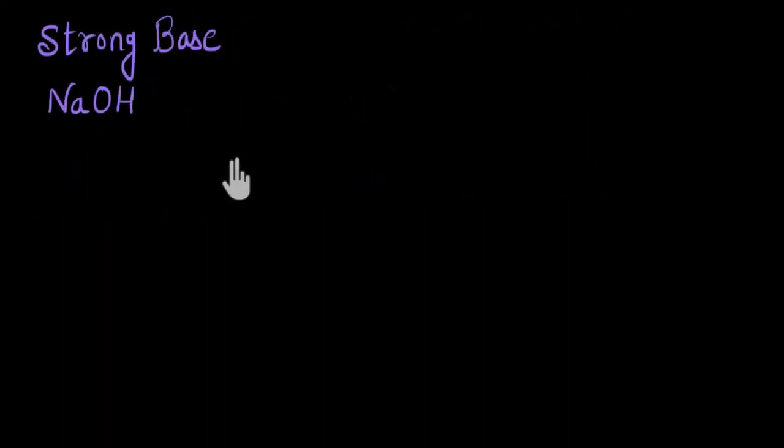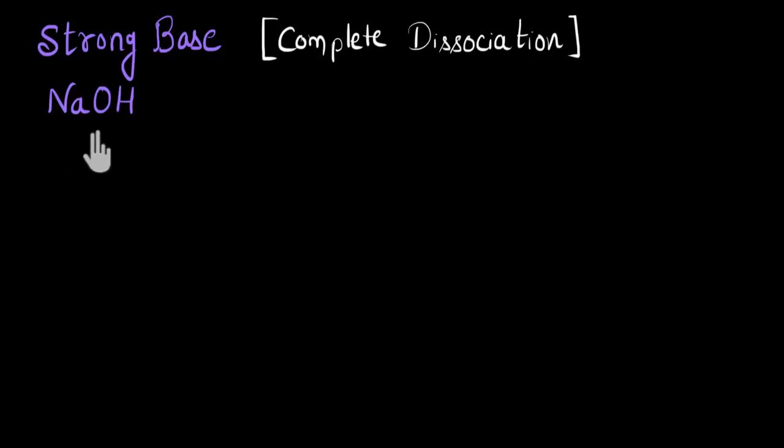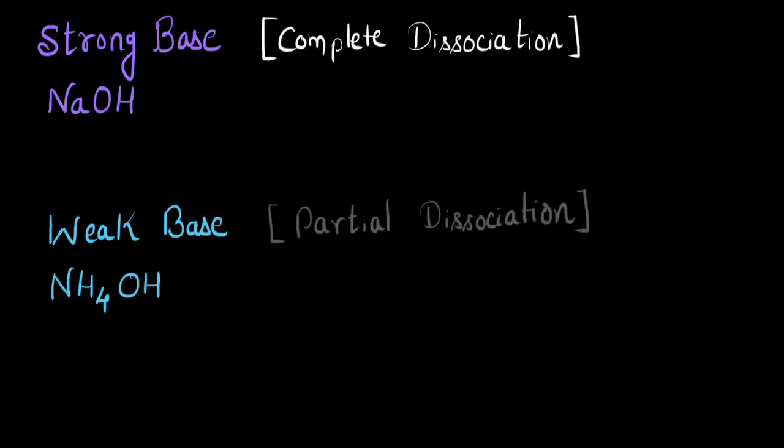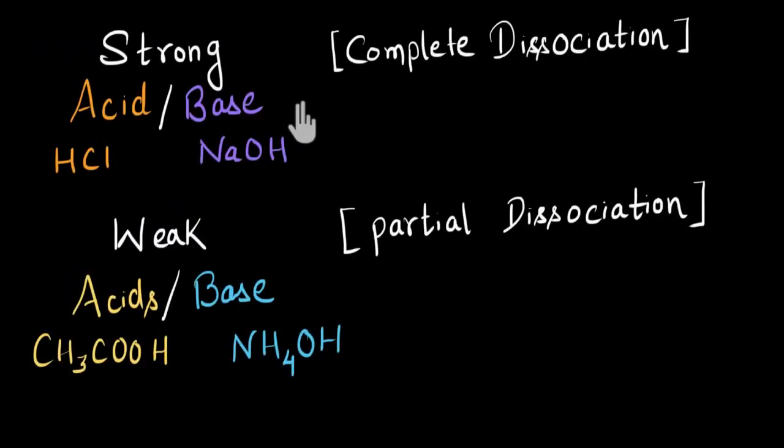Now something similar also happens with bases. We have strong bases like NaOH. They undergo complete dissociation, meaning all molecules of the base will dissociate into its ions. Whereas we also have some weak bases like NH4OH, ammonium hydroxide. They undergo partial dissociation, meaning only a few molecules of the base will dissociate into its ions and give us some OH- ion. Now let's summarize the video.